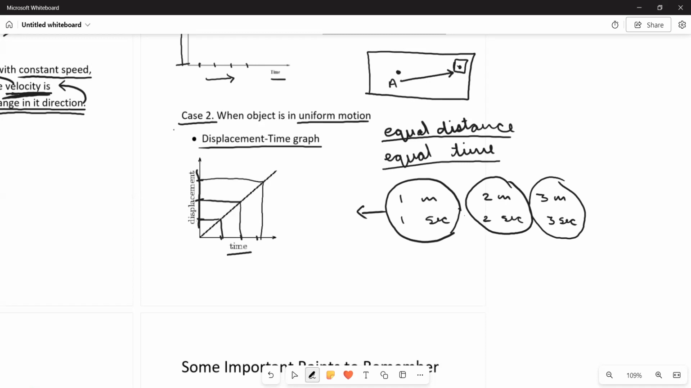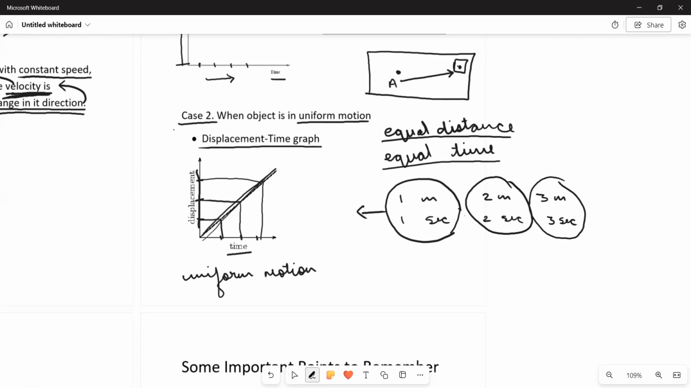So whenever we get such a graph, when we are getting a straight line like this, we will always have a uniform motion. And you can see that for uniform motion, we need to cover equal distances in equal intervals of time.